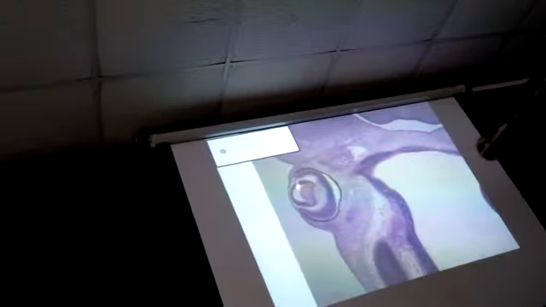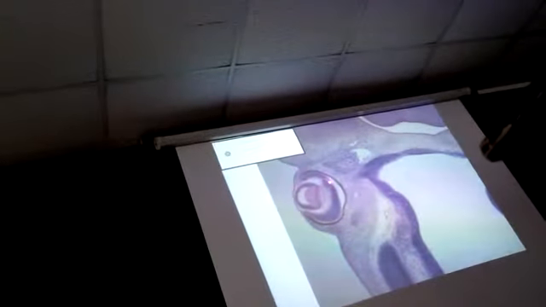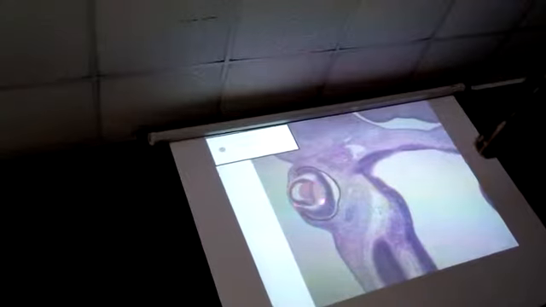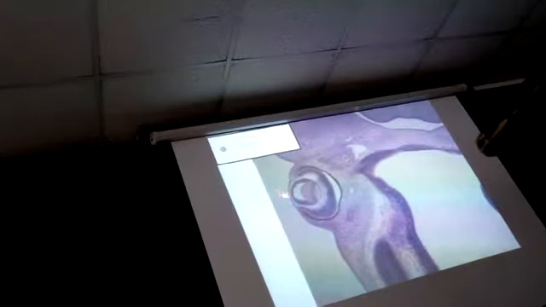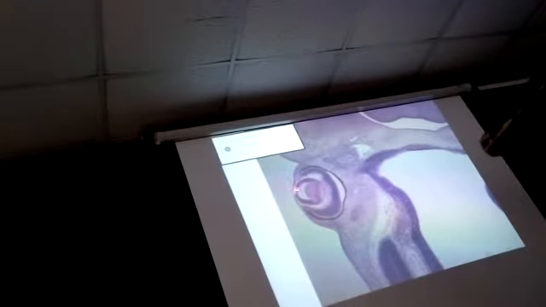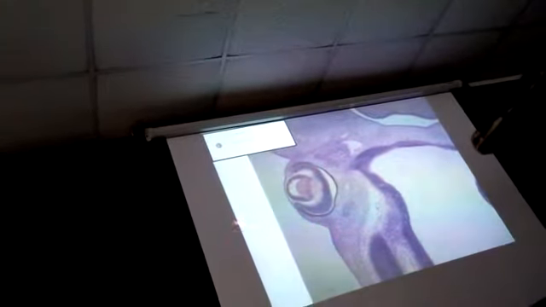Again, this is another one. This is the optic cup. This is the lens vesicle. Identify structure: optic cup, fate: retina. Identify structure: lens vesicle, fate: lens and lens placode. Surface ectoderm, fate: it will become your cornea as well as your conjunctiva.